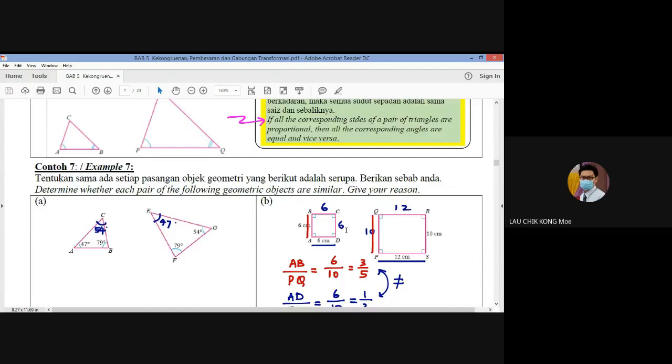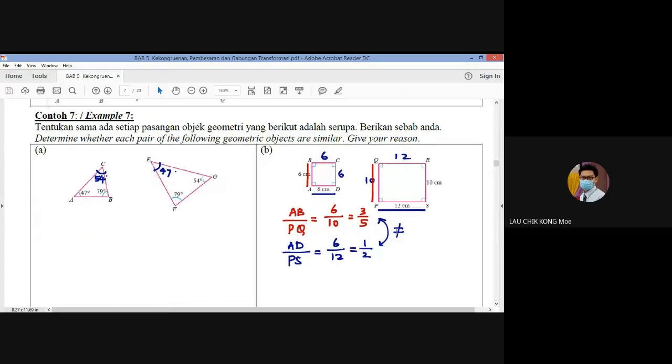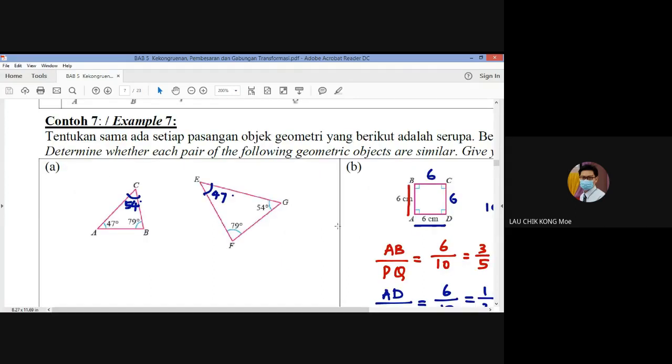Okay, we go to example 7 now. Determine whether each of the following geometric objects is similar. Give your reason. Okay, so we look at A first. Jangan salin jawapan dulu. A dulu.